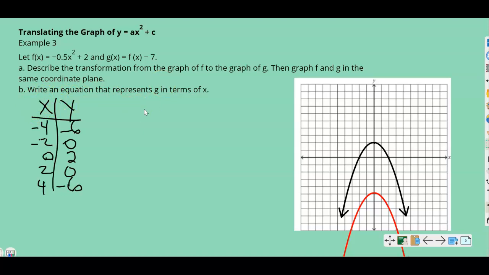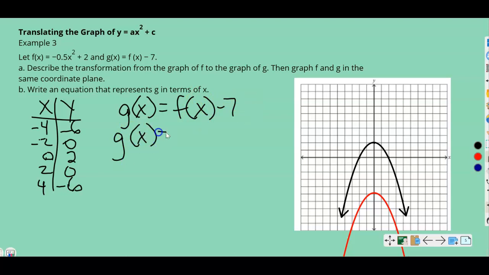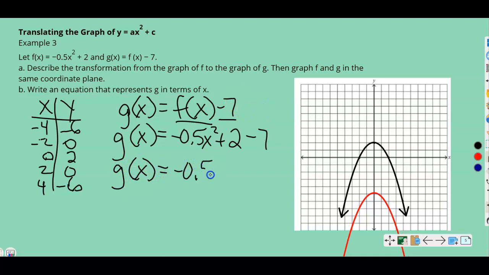If we do that, we're going to have g of x equals f of x minus 7. That's given. So we're going to have g of x equals, just substitute for f of x what it actually is, and then minus 7 is part of the function. You have to bring it down. So this is the function g that represents the red line here.